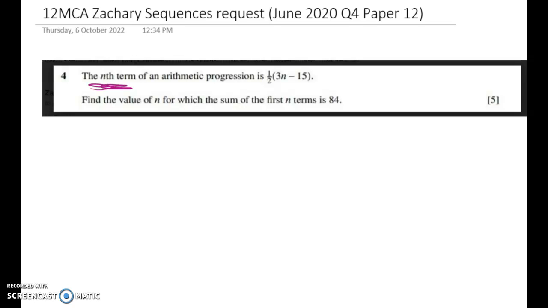So we're told that the nth term of an arithmetic progression is this. We've got u_n is equal to a half times 3n minus 15. Now, if we look at that to start with, we might have a brief moment of freaking out because we can't see an a, the first term, and we can't see a d for the common difference. Then we can jump into some algebra straight away, right? And I'm going to show you what happens if you do that.